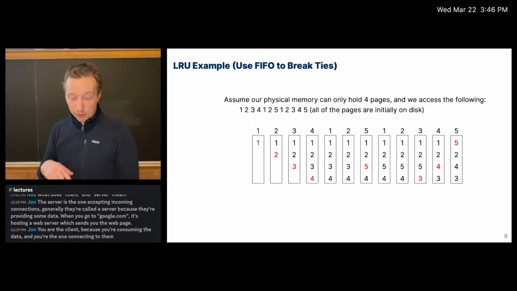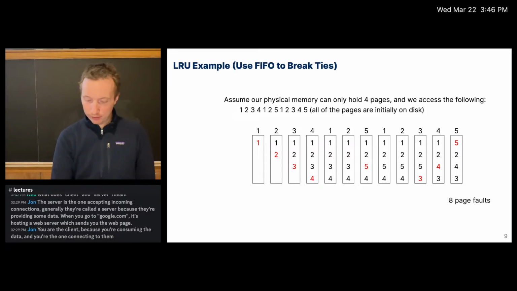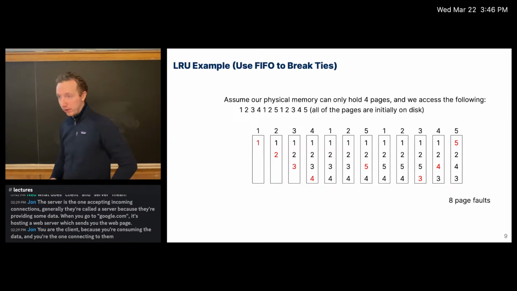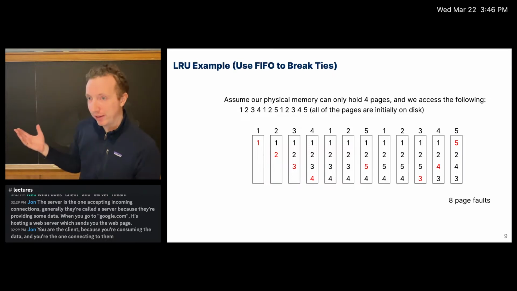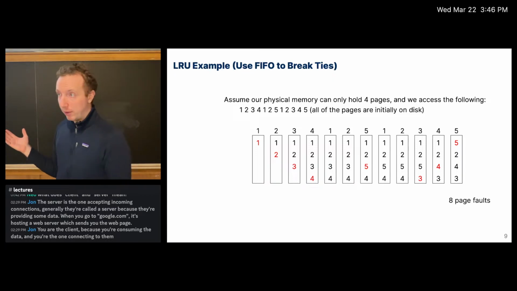So if we count the number of page faults here, well, 1, 2, 3, 4, 5, 6, 7, 8. So now we have 8 page faults. So it was better than FIFO. Wasn't as good as optimal, but it was clearly an improvement over FIFO. So any questions about that?